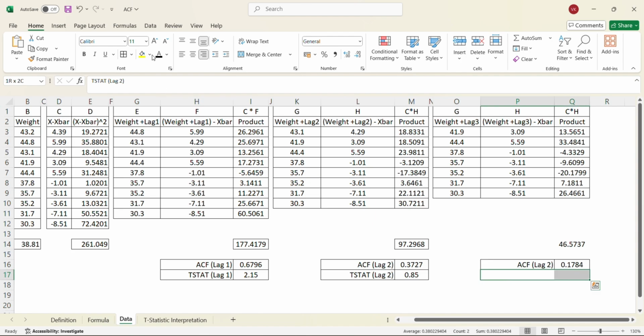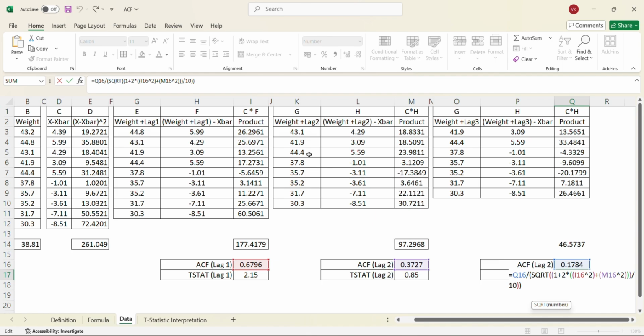And now if we extend this calculation for lag of 3, that is to calculate the T statistic value for autocorrelation with a lag of 3, if you go into the formula, you will understand. Again, the numerator will be the autocorrelation function itself. So Q16 will be the numerator. However, if you see the denominator, it is the square root of 1 plus 2 multiplied by the square of the previous autocorrelation function, that is the autocorrelation function of lag 2, plus the square of the autocorrelation function of lag 3, divided by 10.